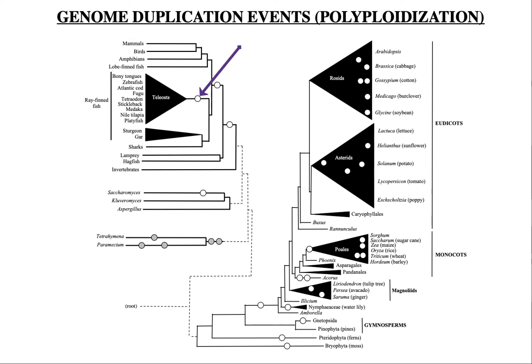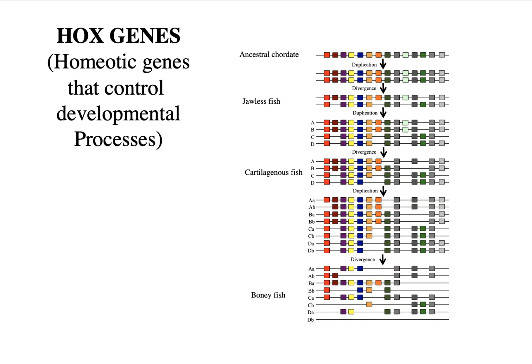And then there's yet another duplication, which leads to the ray-finned fish. And so there's now 8 sets of chromosomes to work with, and each one of those then contains all of the genes that were on the original chromosomes as well. One set of genes that have been investigated a great deal are these Hox genes, or homeotic genes, that control some major developmental processes. So if you have that ancestral chordate that's separated from invertebrates, there was one set of these Hox genes, and there are 14 different versions of those originally.